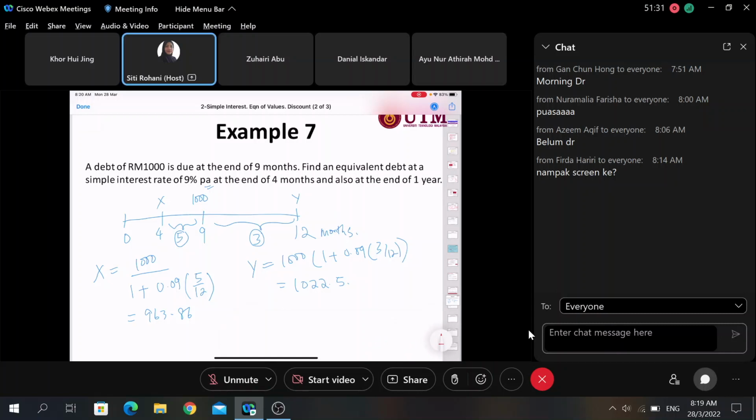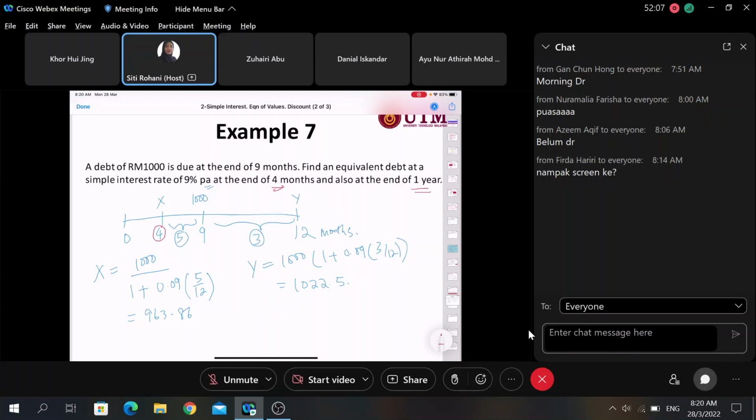Okay, and then find an equivalent debt at a simple rate of interest of 9% per annum at the end of 4 months and also at the end of 1 year. So there are two focal points that you need to do. The first one is at the end of 4 months and the other one is at the end of 1 year. Now let us look at the end of the 4 months. The first focal date is at the end of the 4 months.